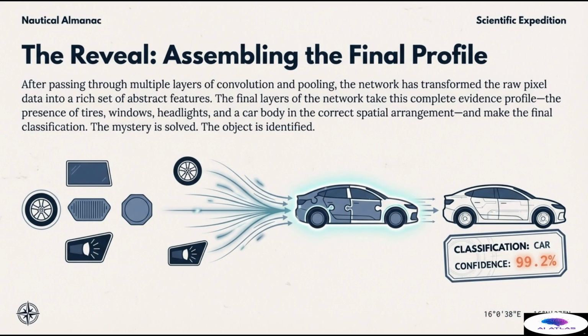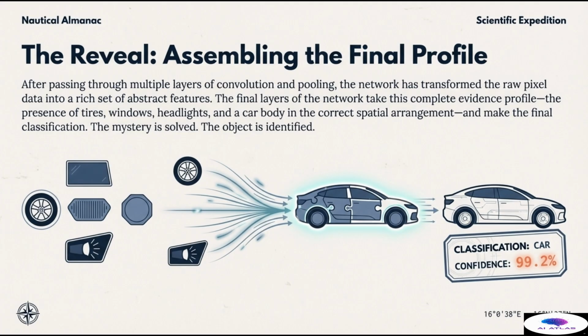The moment of truth, the reveal, is achieved by assembling the final profile. After the raw pixel data has journeyed through multiple sequential layers of convolution and pooling, it has been completely transformed into a rich, abstract set of features. We've moved from simple edges to component shapes, and finally to object parts like tires, headlights, and body contours. These abstract feature profiles are then passed to the final stages of the network, typically a standard fully connected layer. This layer takes the complete evidence profile, the knowledge that a tire, two windows, and a specific car body shape are present in the correct spatial configuration, and uses this information to make the final classification decision.